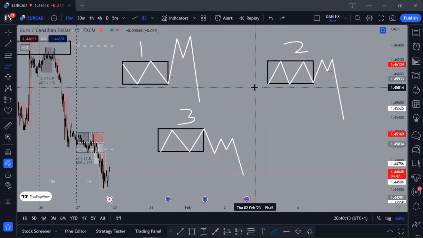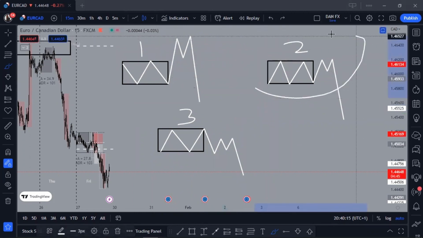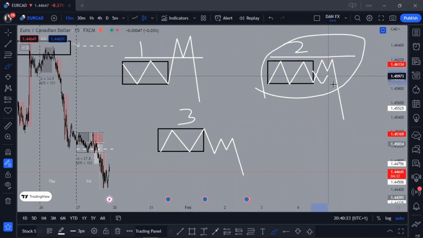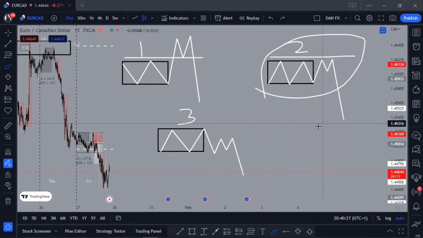So the second one we're going to be looking for is the type 2 where you don't have a break outside the box, but you just have like a tap at the highs or at the lows like this, and basically goes in the direction you want.